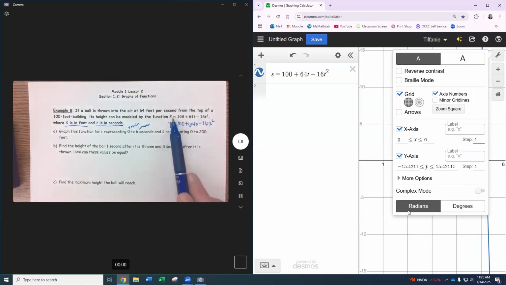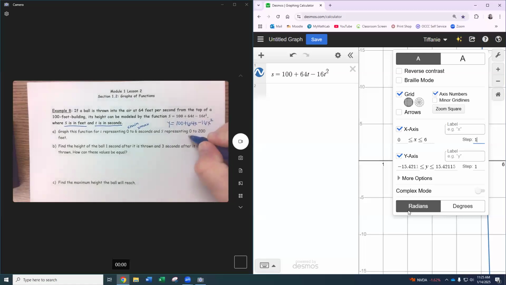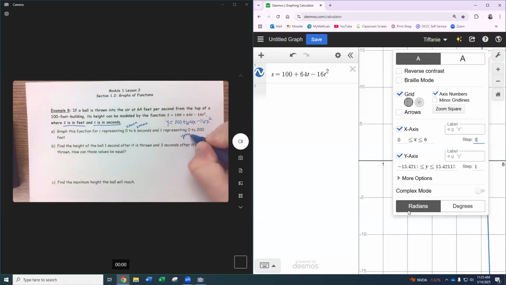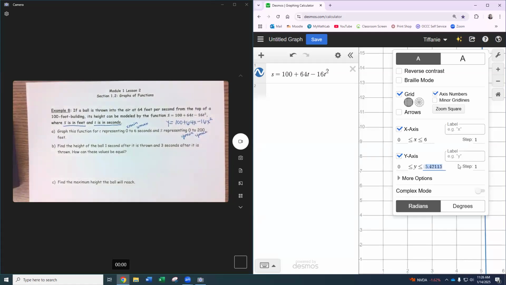Okay, and s representing from 0 to 200. Well, again, usually our equations are y equals or f of x equals. And so instead of s, I could have rewrote that as y. So when they say s is representing 0 to 200, this is my y min and my y max. So I will change this from 0 to 200.